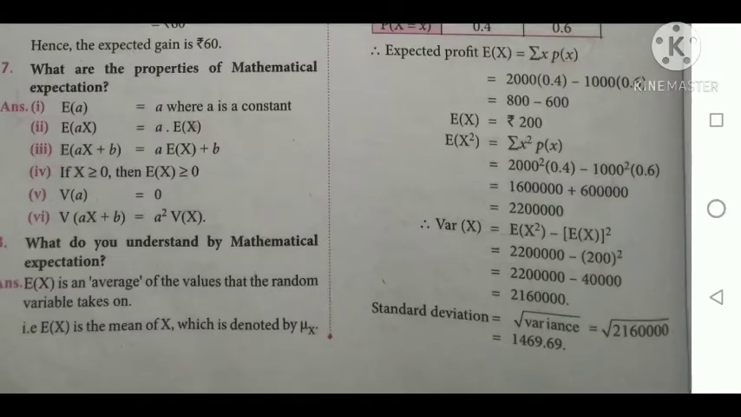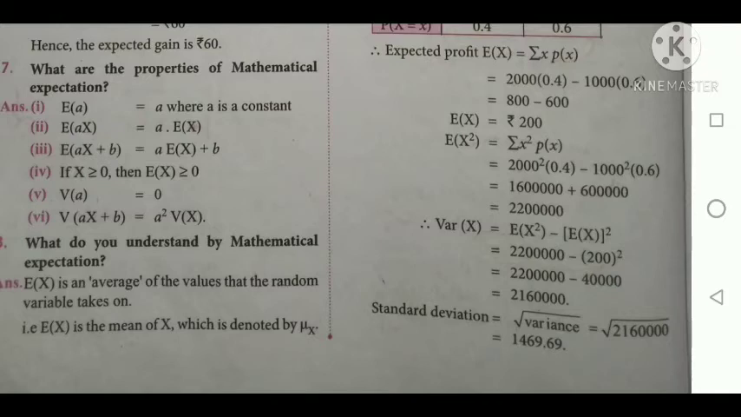In the second volume, some theory questions are asked in the exam. They are asked in 2 marks as well as 3 marks, not in 5 marks. If you prepare the theory questions, then it is easy for you to attend the theory also in maths. So E of a equals a, where a is a constant, that is the first property. And E of ax equals a into E of x, and E of ax plus b equals a into E of x plus b, because b is a constant.